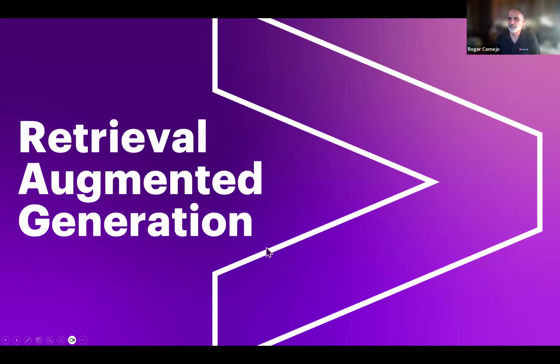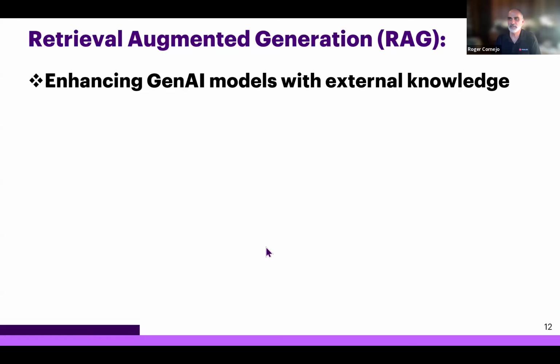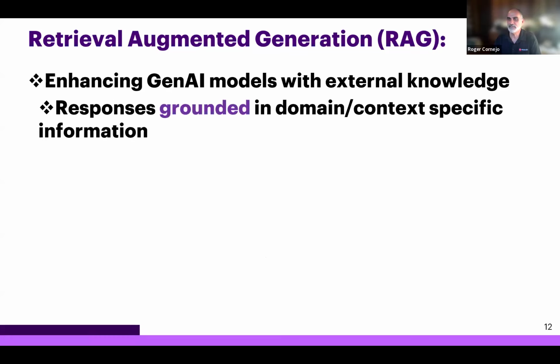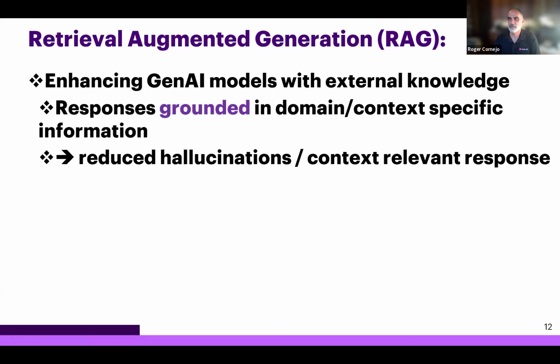Okay. So retrieval augmented generation is definitely more related to the database, because essentially you're enhancing the generative AI models with external knowledge. The term there is grounding. You're grounding your results in domain specific context, which is important to your business, and that gives you reduced hallucinations and contextually relevant responses.